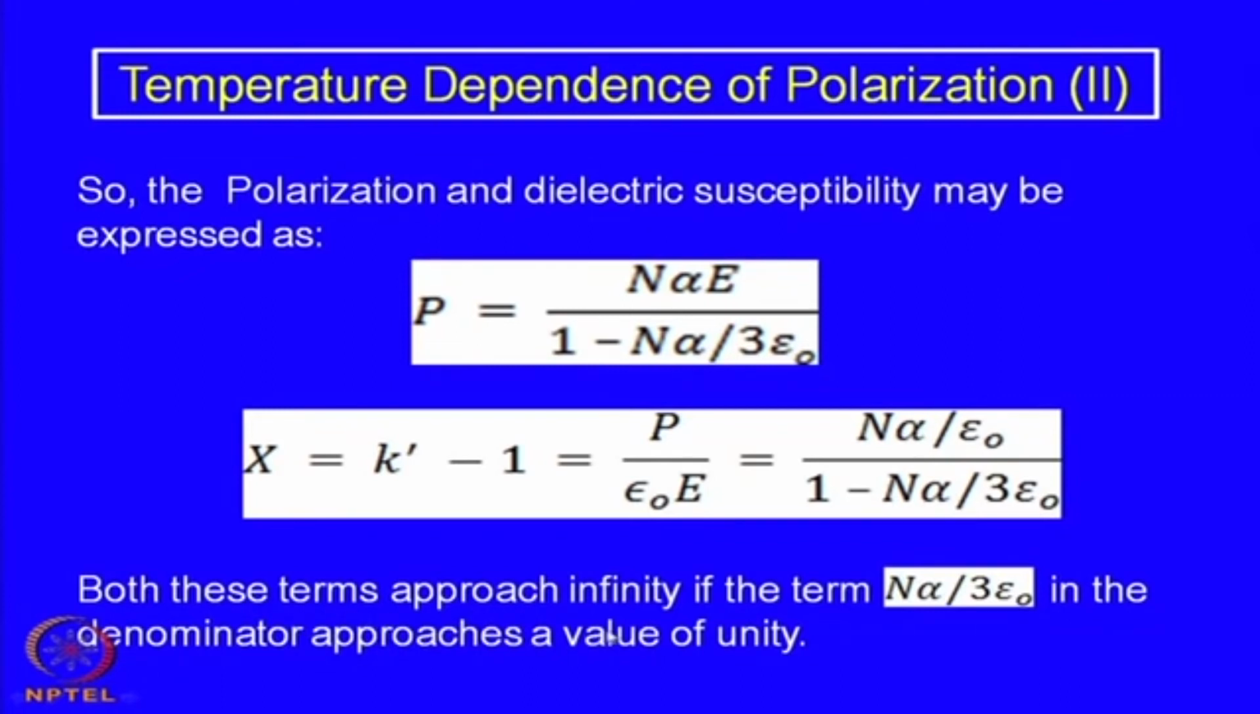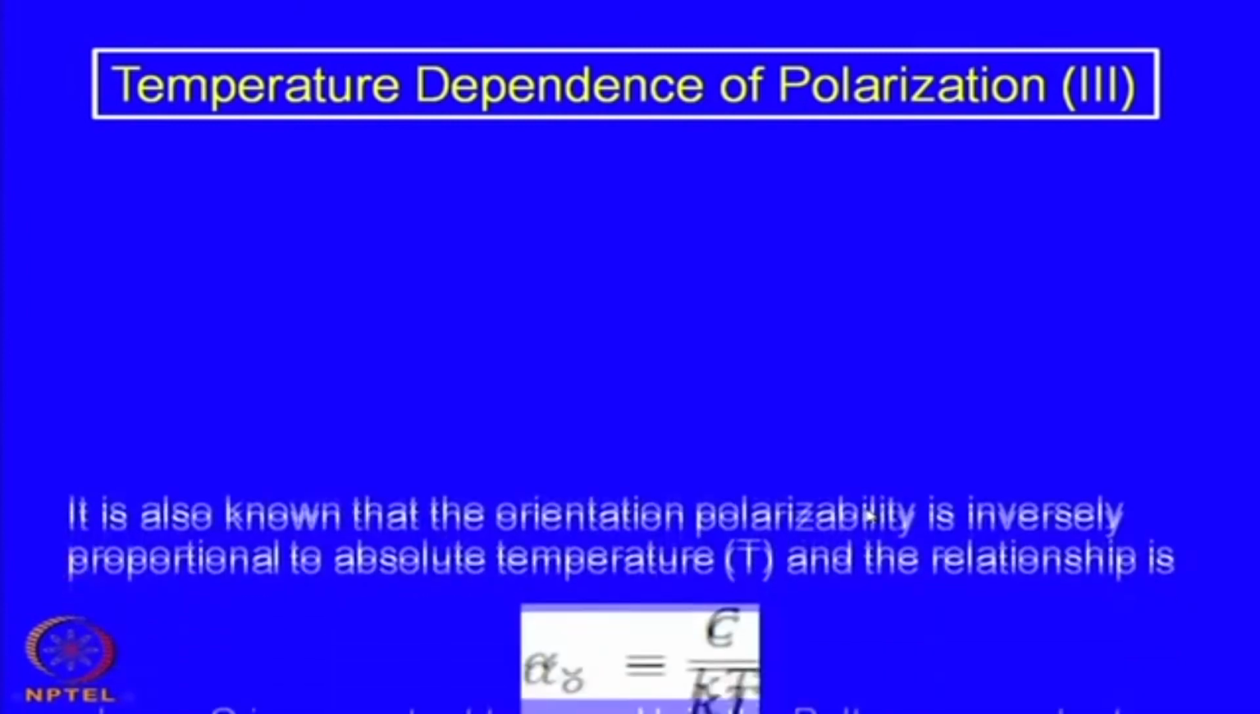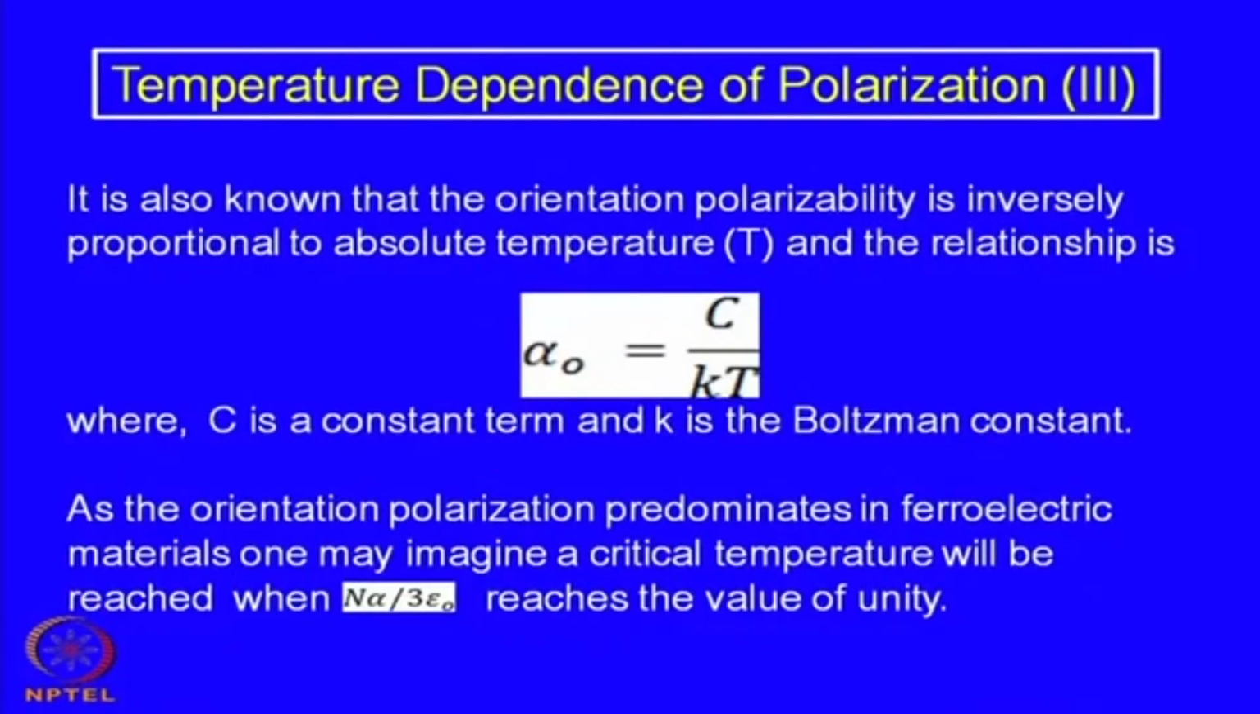Both these terms approach infinity. Both have this term n alpha over 3 epsilon naught. If somehow this becomes 1, polarization becomes infinity, and the susceptibility also becomes infinity. Under certain situations this term really becomes 1, and that is what we will see: under what conditions this term can be 1.